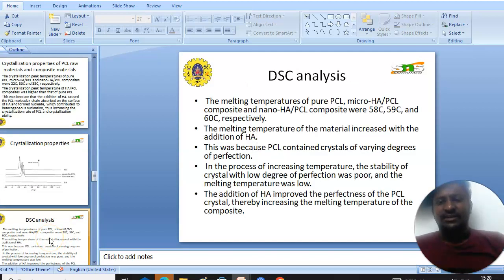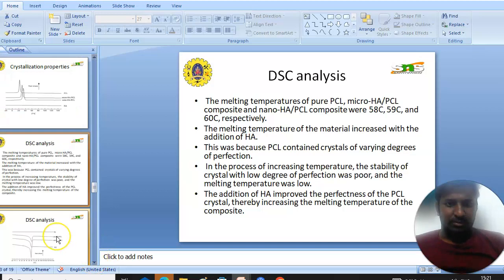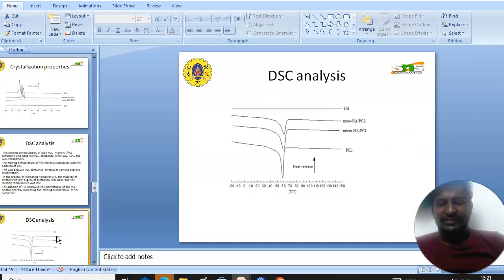Next, in DSC analysis, the melting temperature of the pure PCL was 50 degrees Celsius, and for micro and nano it was increased to 59 and 6 degrees Celsius. The melting temperature was increased because of the addition of HA in the PCL composites. This is the corresponding DSC analysis graph.